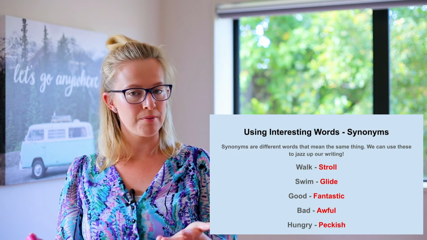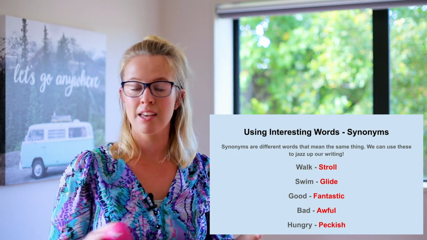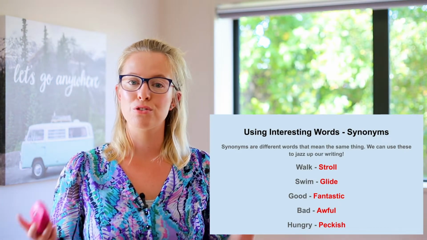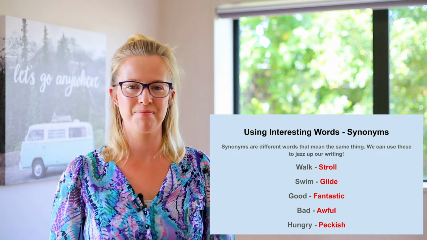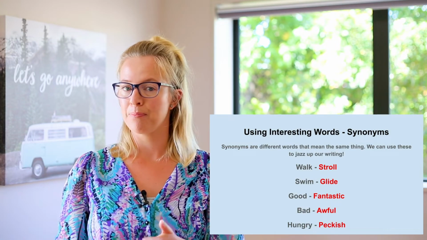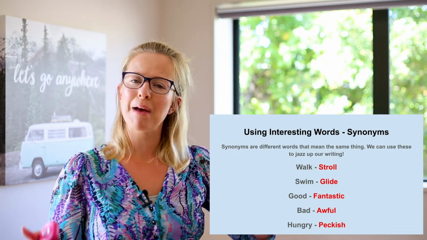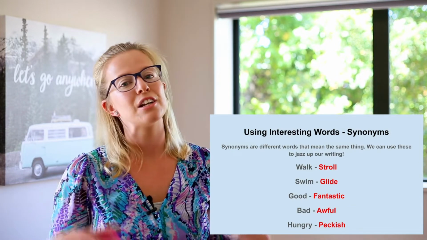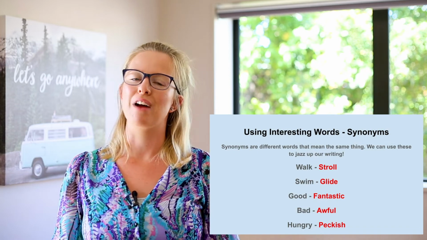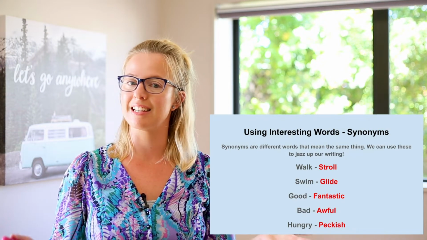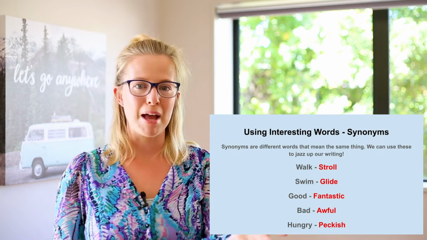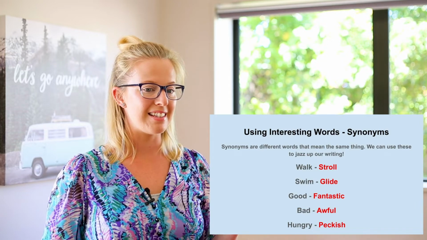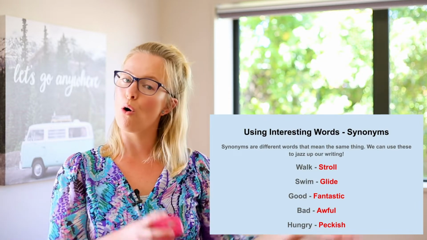Instead of the word walk, you could use the synonym stroll. As you can see, walk and stroll mean the same thing, but saying the word stroll just makes it a little bit more interesting. And the next one, instead of swim, you could use the synonym glide. It paints a better picture in our head of what the swimmer is doing. The third one, instead of good, we always use the word good in our writing. We can use an even more interesting synonym of fantastic. Maybe you've got some other fantastic synonyms that you could use instead of good. And instead of bad, we could use the synonym awful.